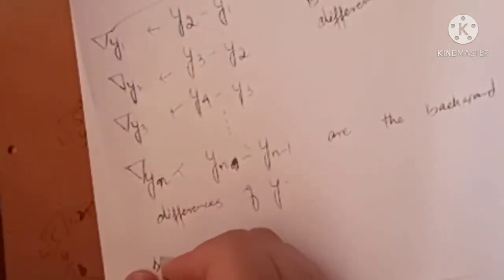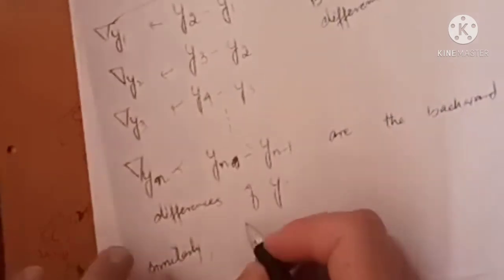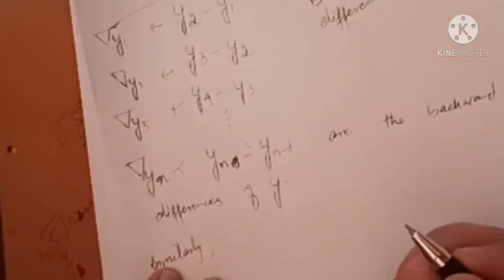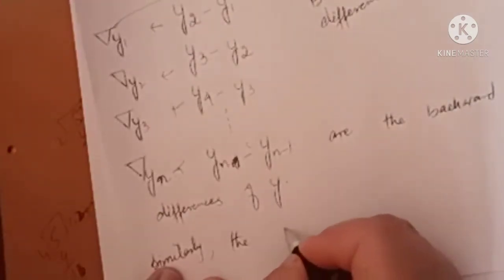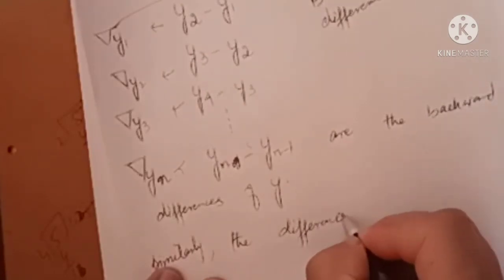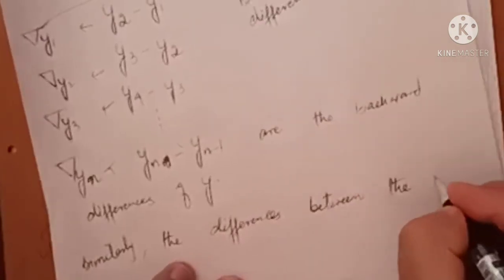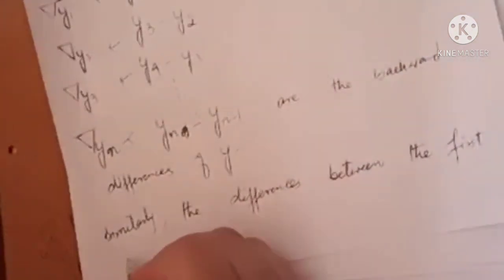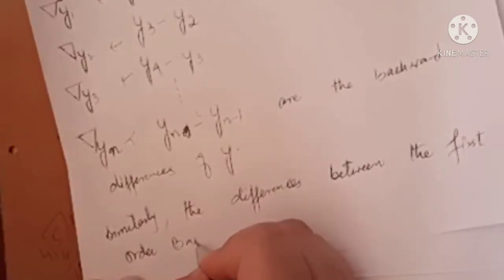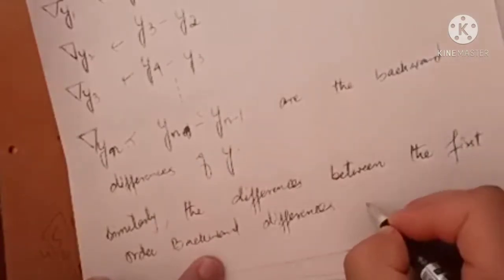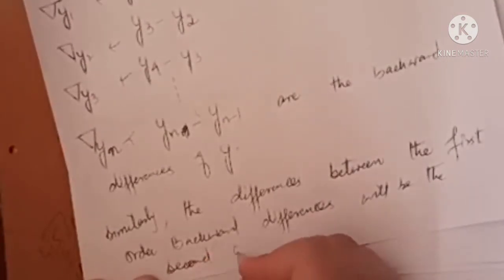Similarly, if you have to perform the differences of the first order differences, that will be the second order backward differences. Like similarly, the differences between the first order backward differences will be the second order backward differences.